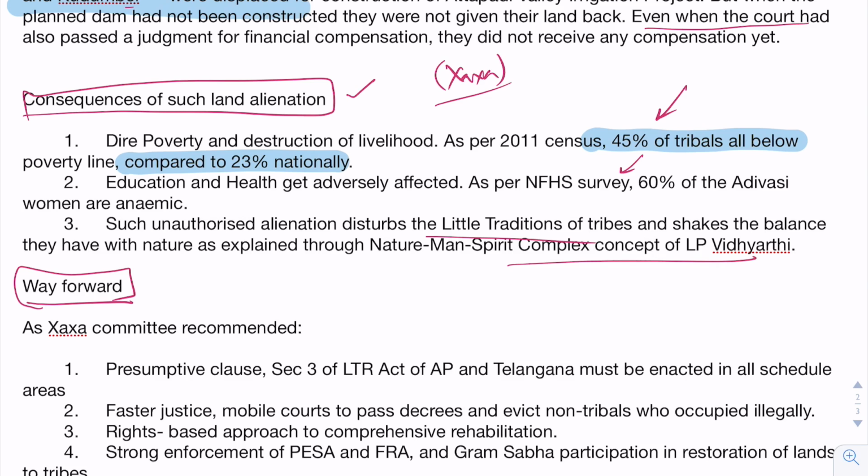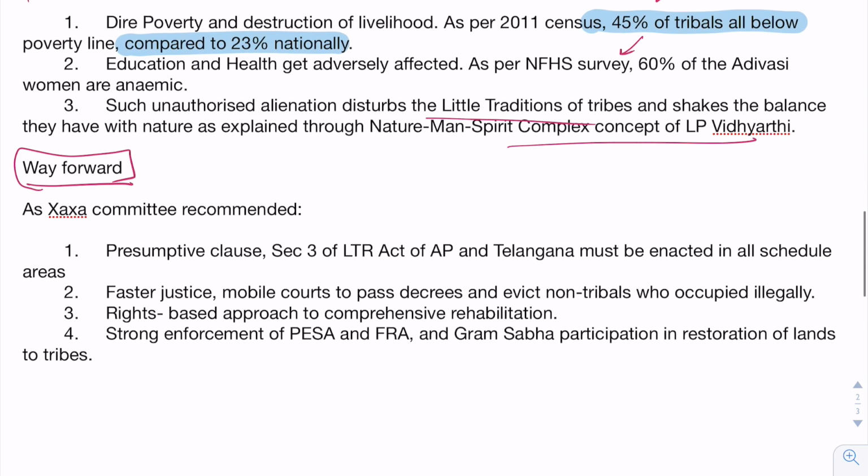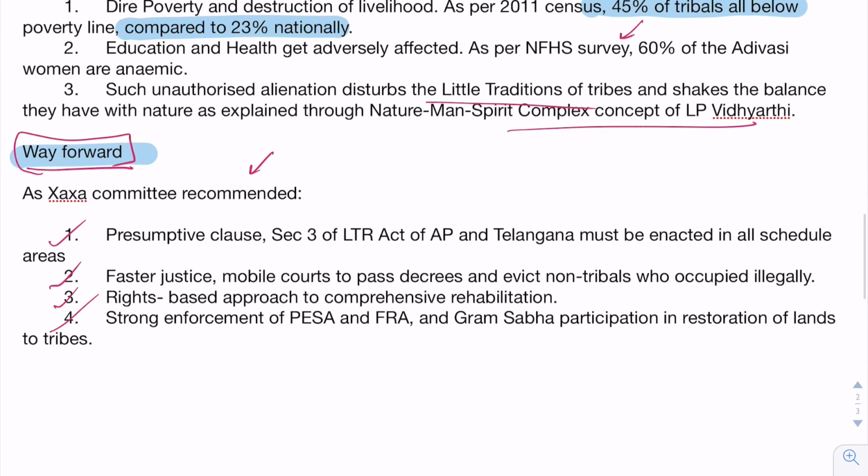And once you finish that, you come to the way forward, where you discuss the recommendations of the Xaxa committee. So you discuss four or five solutions, which gives a nice ending to the answer. Be sure to give specific recommendations wherever possible for your answers in paper 2, so as to end your answer on a positive, visionary note.